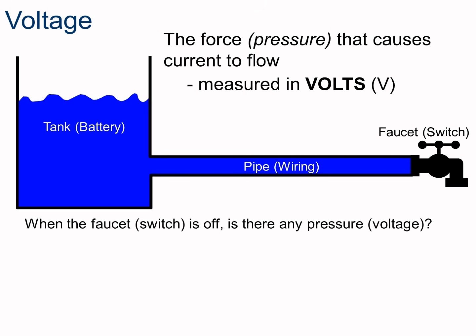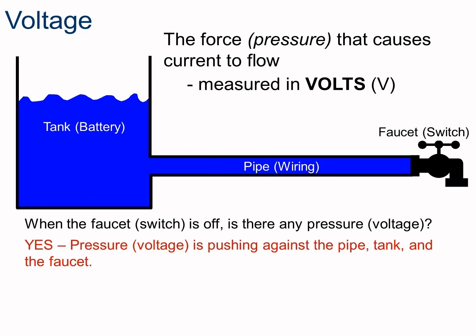All right. And of course, when the faucet's off, is there still voltage? Well, yeah, the tank is still deep, right? It still has water in it, and that water is going to stay there. As long as that switch stays off, unless there's evaporation or something like that, we're going to keep having a reserve, a voltage, a pressure, a force in that tank.